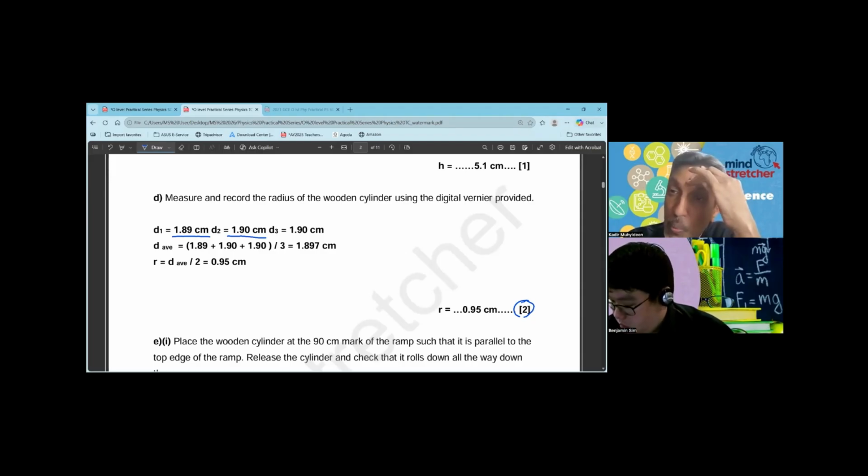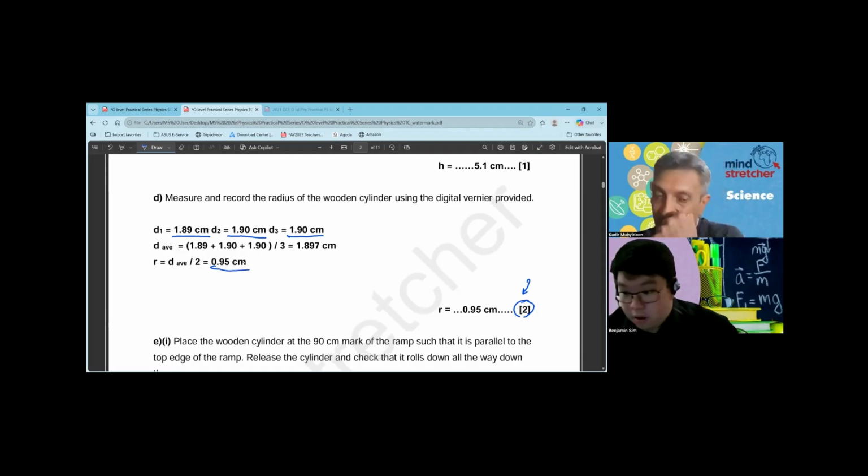Students only take 1 reading in this case, and they don't know till now. Quite a number of you don't know why you keep losing this 1 mark, because you never take the diameter along the length. You should take at least 2 or 3 readings. So look at that. These are the 3 readings taken, and then you show the calculation for the average. You calculate the average, and then you divide by 2. Then you record down the radius.